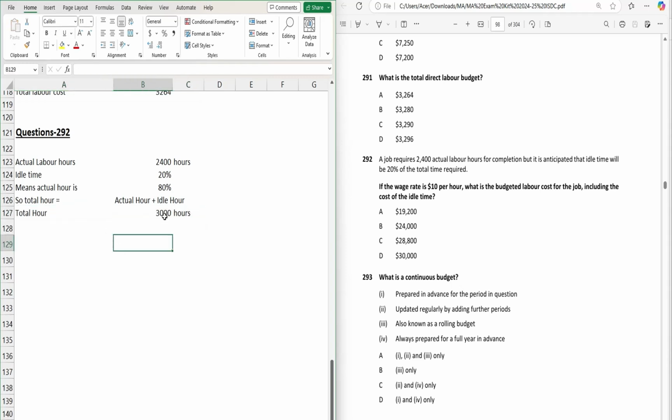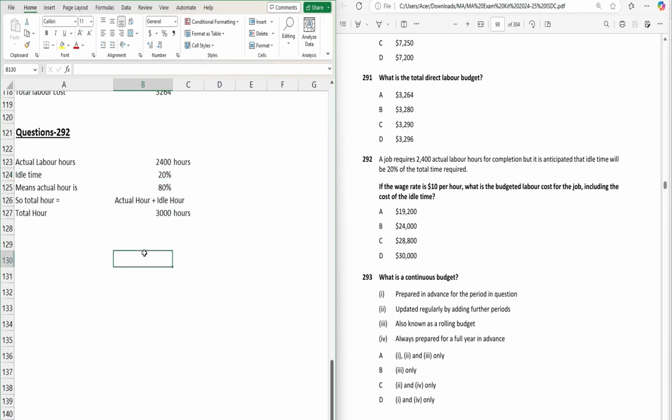Or what you can do is simply divide 2400 by 80%. You can directly get the 100% value. You don't need to calculate the idle time first and then add it back to the actual hours. You can directly find this value by dividing 2400 by 80%. So we got the 100% value, which includes both the actual hours, which is 80%, and the 20% of idle time.